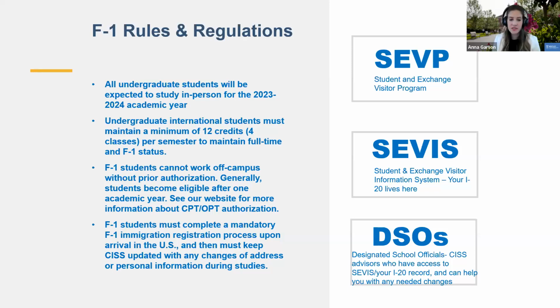And then, as I mentioned, there is a mandatory immigration registration process once you arrive. And then once you're here, you need to keep the CISS updated with any change of address, any change in your personal information, really anything that's listed on your I-20. You want to make sure that you update us with that, so that we can update your immigration record.